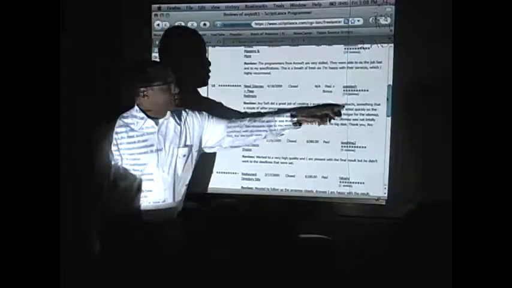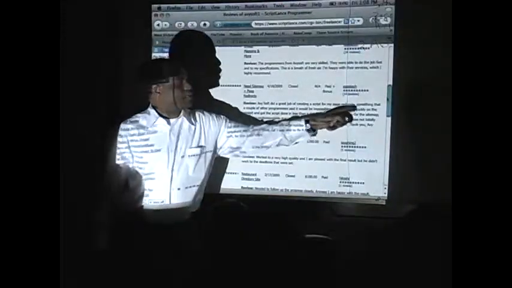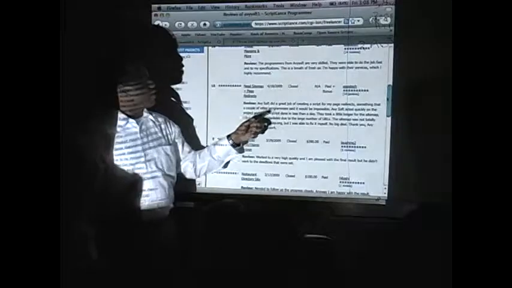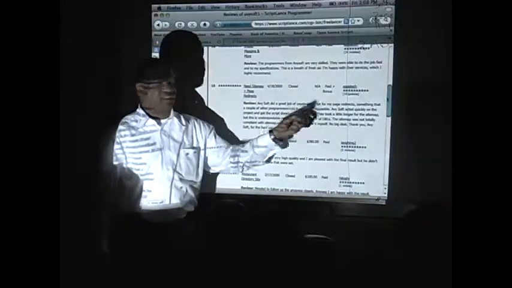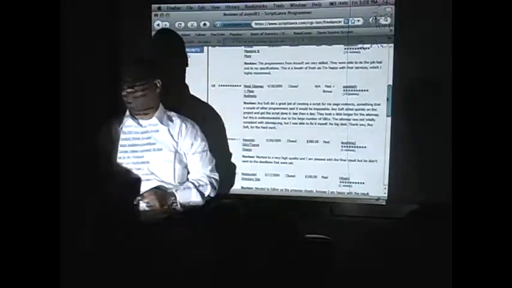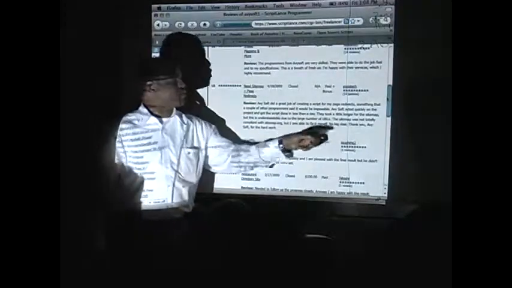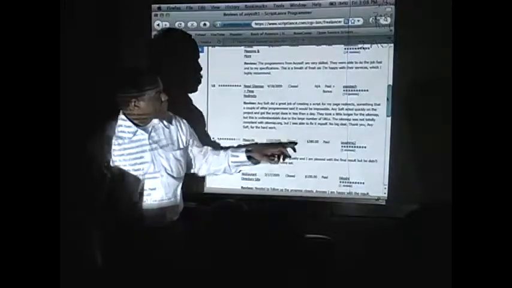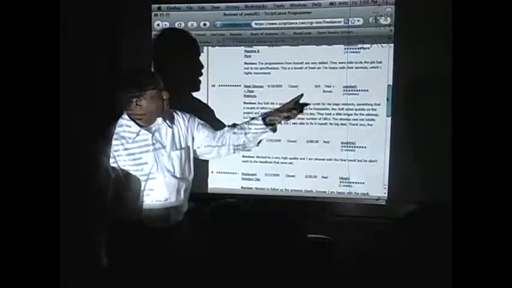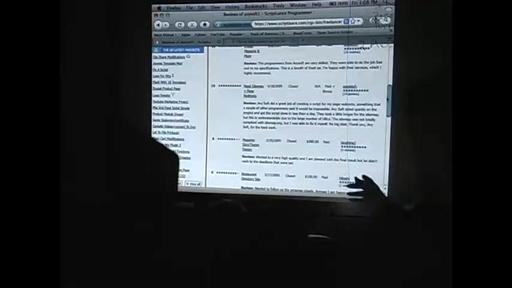Did a great job creating a script for my page. It redirects something that a couple other programmers said would be impossible. I love people who can do that. I cannot stand someone who says, well, it just can't work because of this, that, and the other. I don't want to hear all that. It took a little longer for the sitemap, but this is understandable due to the large number of URLs. They have a lot of redirects that obviously went on URLs. So, what I'm looking for is the amount they were paid. It just says NA and bonus. So far, I'm not at $500, am I?